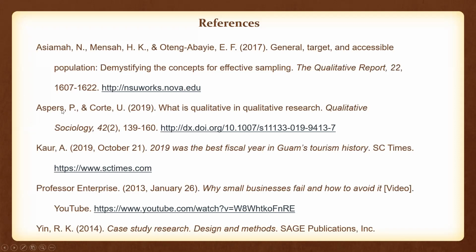Pangalawa naman, kahit dalawa lang siya, gano'n pa rin. Meron comma pa rin dito. Aspers, comma, space, first name initial, period, comma, space, tapos ampersand, second author, year of publication, period, space, tapos yun nga, What is qualitative in qualitative research? Qualitative Sociology, ito yung journal name. So yung journal name at saka volume number italicized.